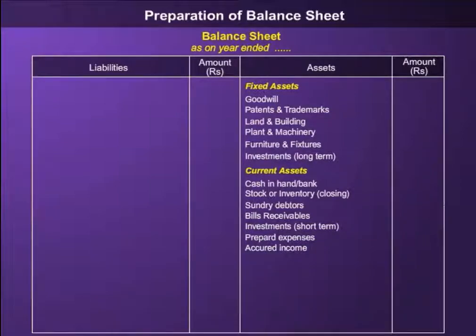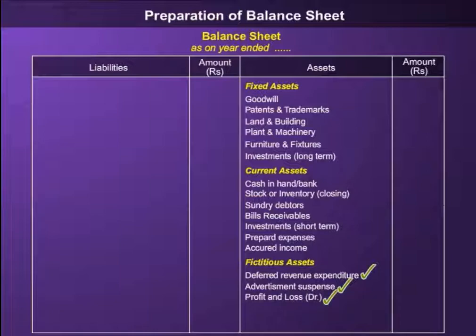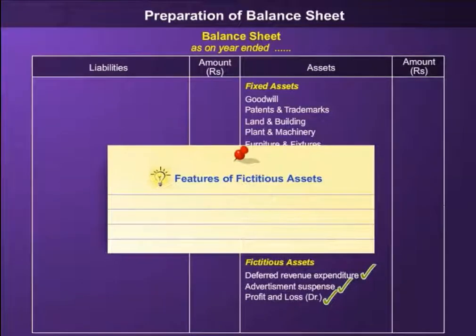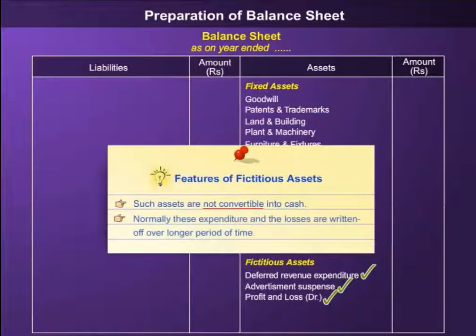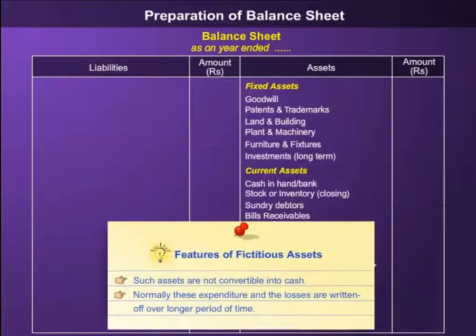Now, the next we have are the fictitious assets. Items such as deferred revenue expenditure, advertisement suspense, and others are classified under these type of assets. A unique feature of such assets is that these are not convertible into cash. These are normally the expenditure and the losses that are written off over a longer period of time.